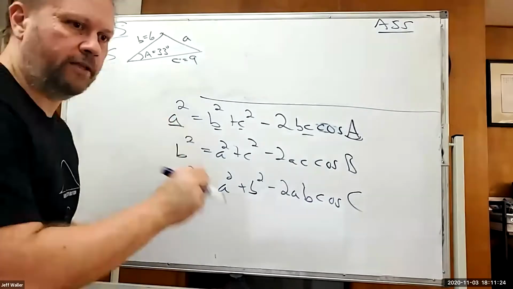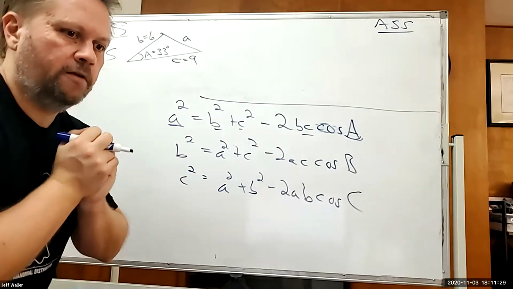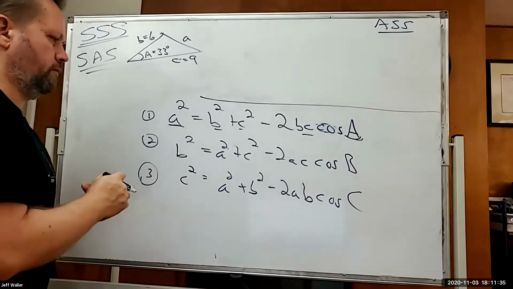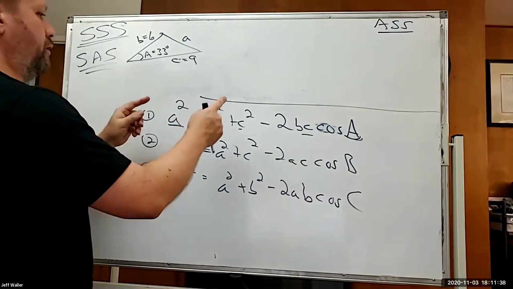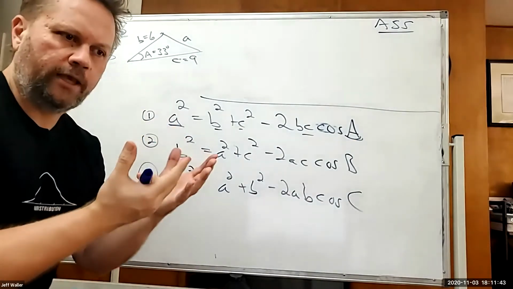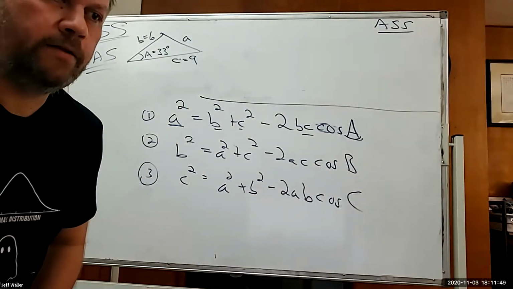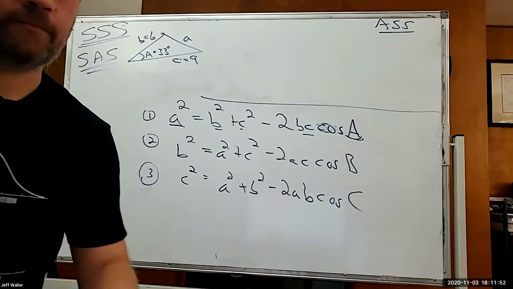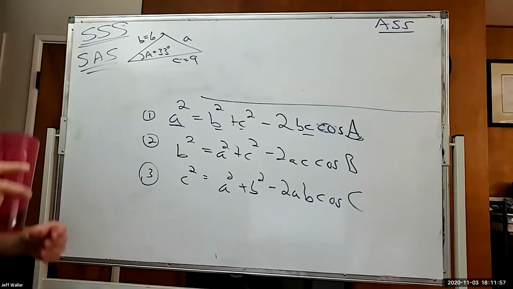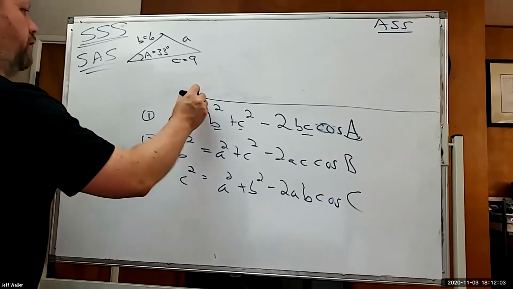The only angle I know is which one? Angle A. So which one of these three, the first, second, or third, do you think I should use? The first one, because that's the one where I know B and C, and I know angle A, and the only thing I don't know is little a. So then I could use it. So go ahead and do it. Just throw in everything you know in the right place, and everything will be fine.